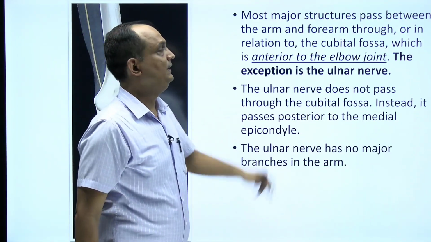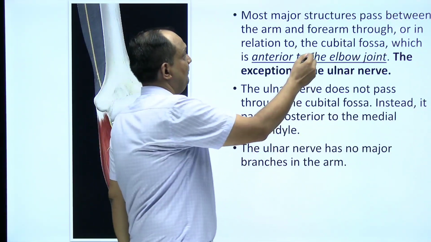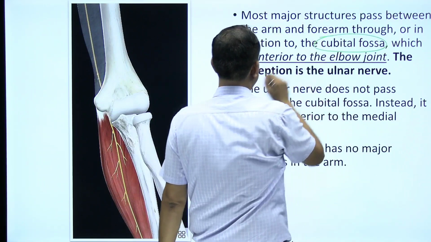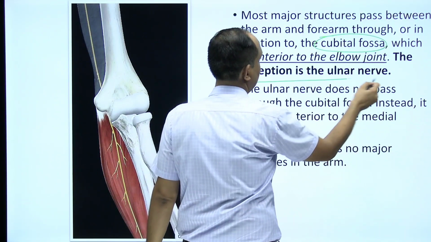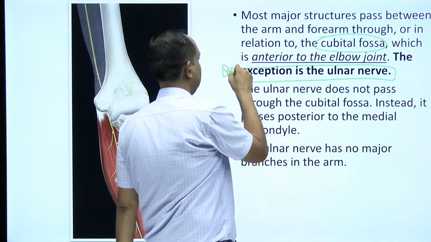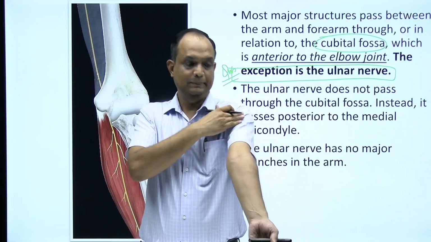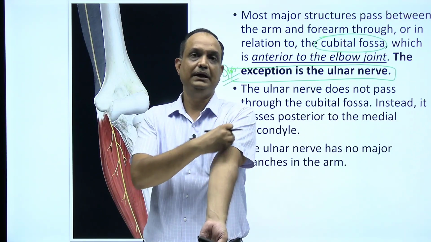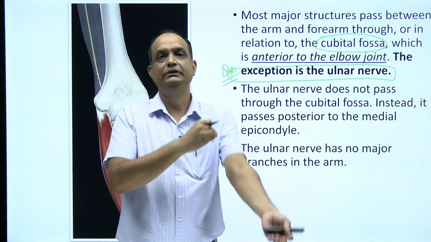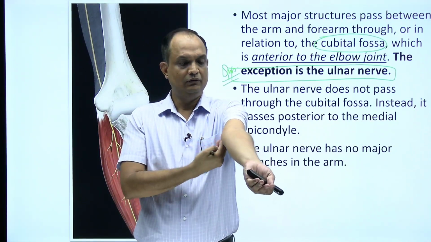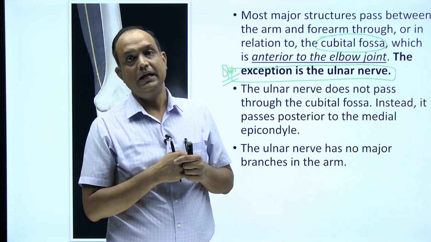Most of the major structures pass from the arm to the forearm through the cubital fossa, which is the anterior part of the elbow joint, but the exception is the ulnar nerve. This is the important thing to understand: whenever you are reading about structures going from arm to forearm, they pass from the anterior side of the elbow, like the brachial artery and the median nerve, but the ulnar nerve is not going anteriorly, it is going through the posterior part of the elbow joint, and that is behind the medial epicondyle.